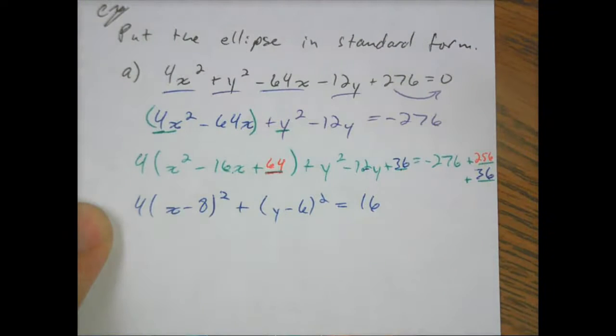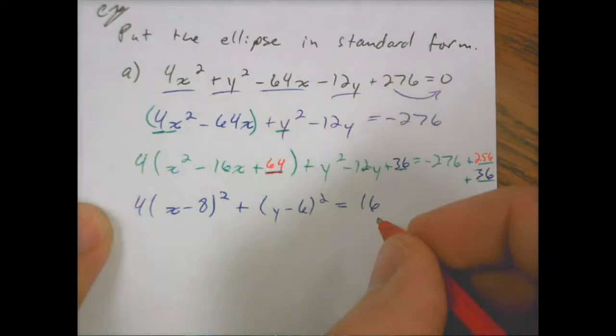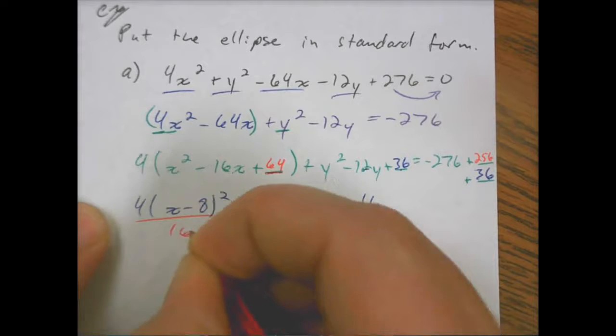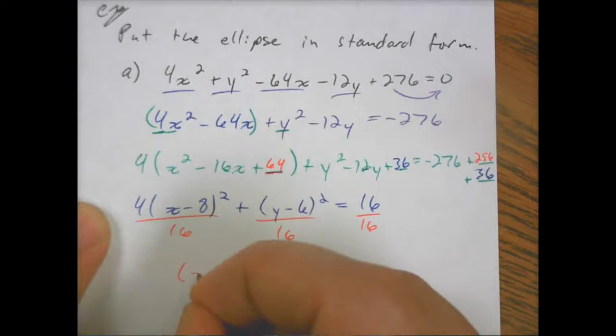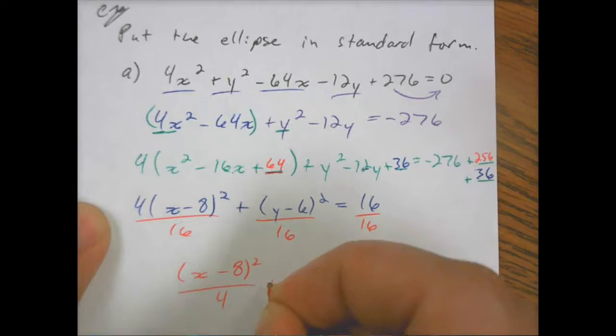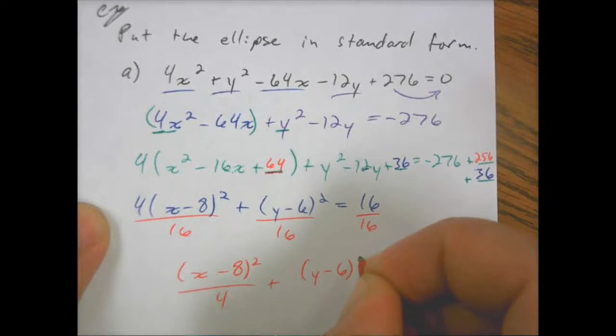You got that. Yeah, you caught that. I know you did. And since it has to be equal to 1 in standard form, I need to divide everything by 16. 4 divided by 16, I'm pretty sure reduces to 1/4. And it's just a matter of copying everything else.